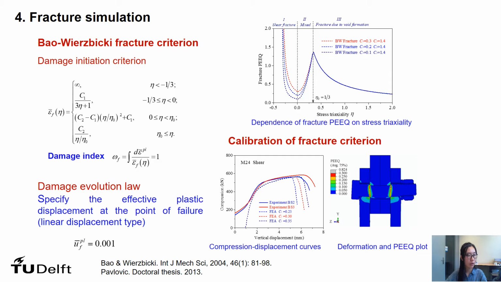Only the final fracture modes are considered in this study, and the BW fracture criterion can be taken as the damage initiation criterion, and the damage evolution is defined by the displacement at failure, with a very small displacement such as 0.01, to achieve sudden fracture shortly after the damage initiation.